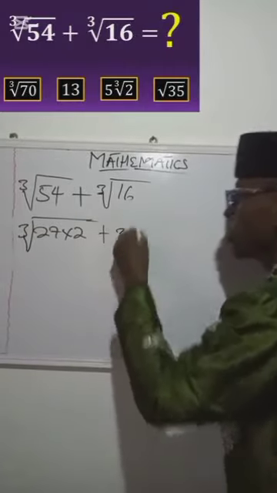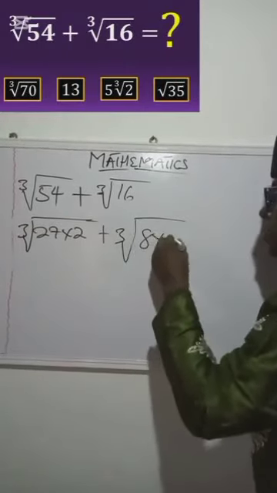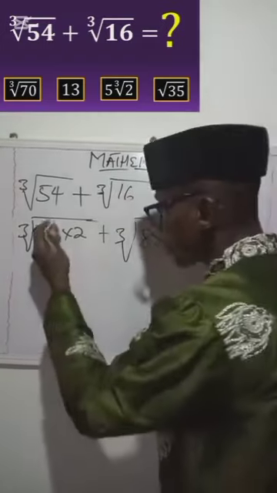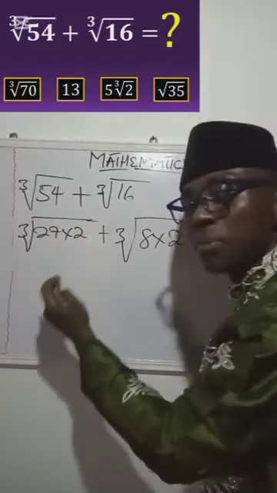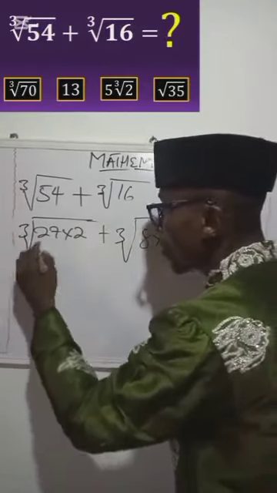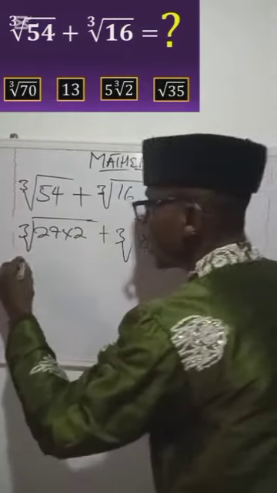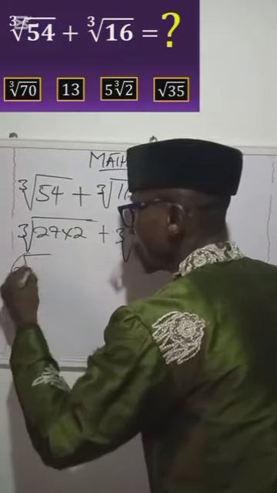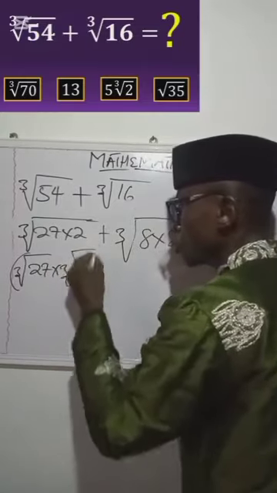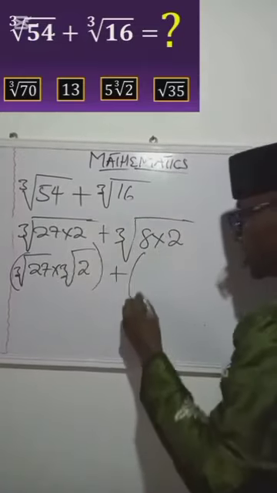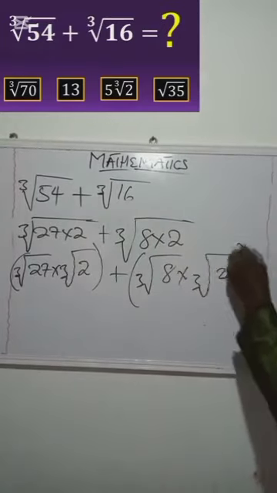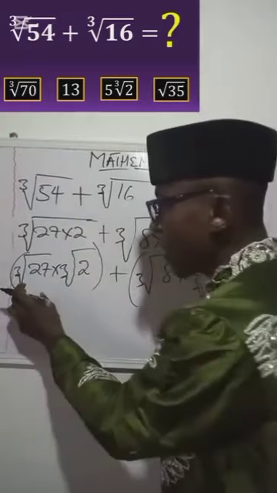Plus cube root of 8 times 2, which is the same thing as cube root of 16. Now, what's the cube root of 27? 3 times 3 times 3. That is 3. So I'm going to take this 3 outside, okay? Because this is the same thing as cube root of 27 times cube root of 2. Plus, this is the same thing as cube root of 8 times cube root of 2. Okay, now this has a perfect cube.